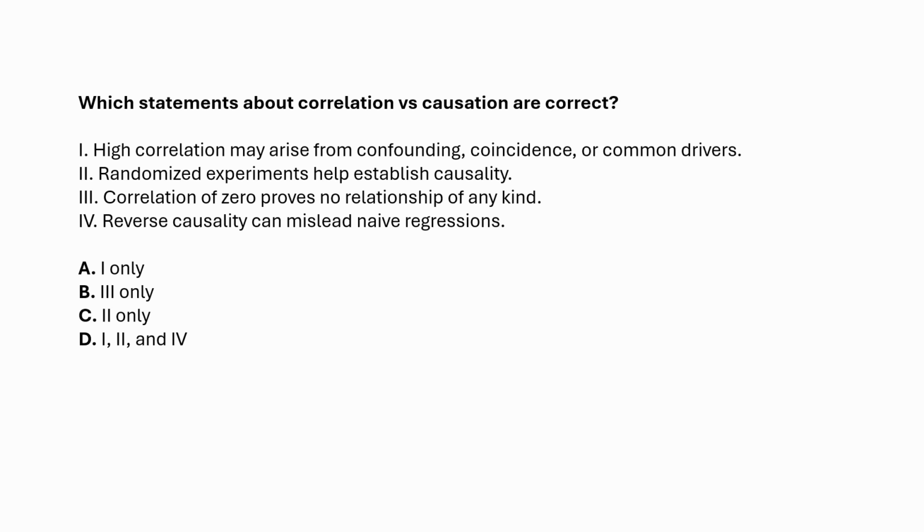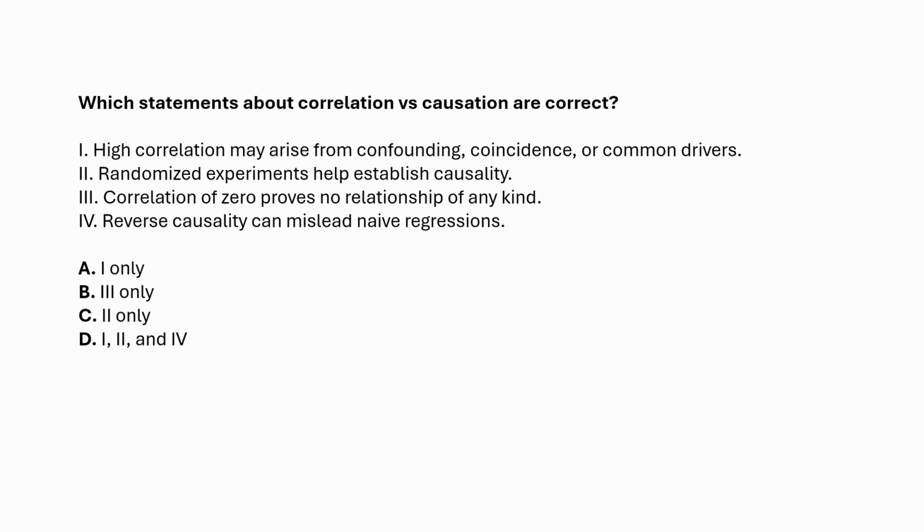Yes, absolutely correct. Correlation doesn't necessarily mean A causes B. Maybe there's a third variable, a confounder, driving both. Or maybe it's coincidence, like ice cream sales and shark attacks both rising in summer. Or maybe there's a common driver, like interest rates pushing both housing prices and stock returns. So number 1 is correct.